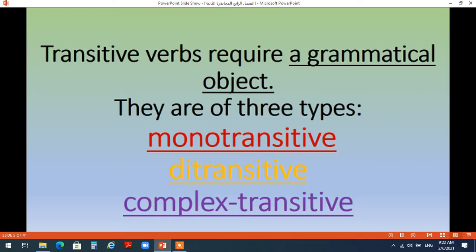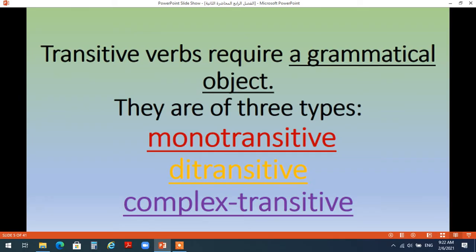And the transitive verbs are of three types. ممكن أن تنقسم الأفعال المتعدية إلى ثلاثة أنواع. These three types are monotransitive, diatransitive, and complex transitive. Monotransitive وهو الفعل الذي يتعدى إلى مفعول واحد. كما تعرفون أن البريفكس mono معناها واحد أو يدل على شيء واحد. فمونوترانزيتيف هو الفعل المتعدي إلى مفعول واحد.